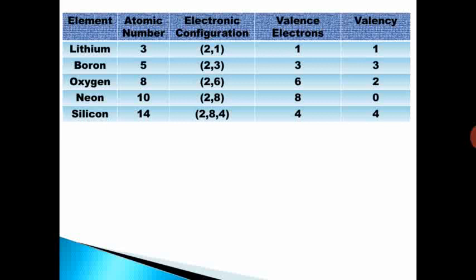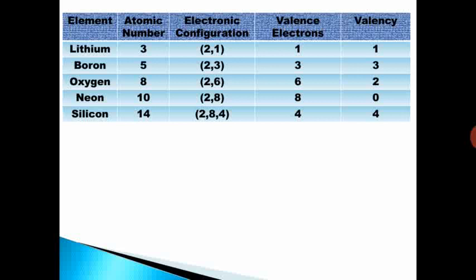Let us revise the concept of valency with the help of the given table. You can see that the atomic number of lithium is 3. Electronic configuration is 2, 1, meaning 1 electron is in its outermost shell. So valence electrons are 1 and valency is 1. Boron, atomic number 5, has electronic configuration 2, 3. 3 electrons are there in the outermost shell, so valence electrons are 3. By giving away these 3 electrons, boron can become a cation, and valency is 3.